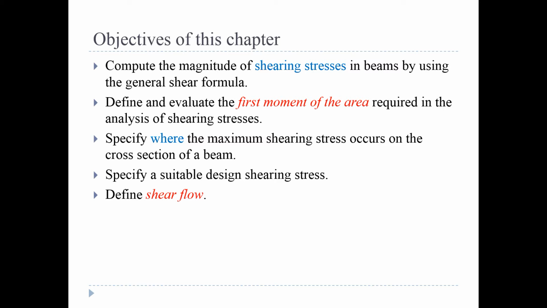Within this formula there's another thing we need to solve. It's called the first moment of the area, so we'll define what that is and how to calculate it. And just like last chapter, we'll define where the maximum shearing stress occurs in the beam. And then we'll also be able to specify a suitable design shearing stress to ensure that these types of shapes don't fail when they are in service.